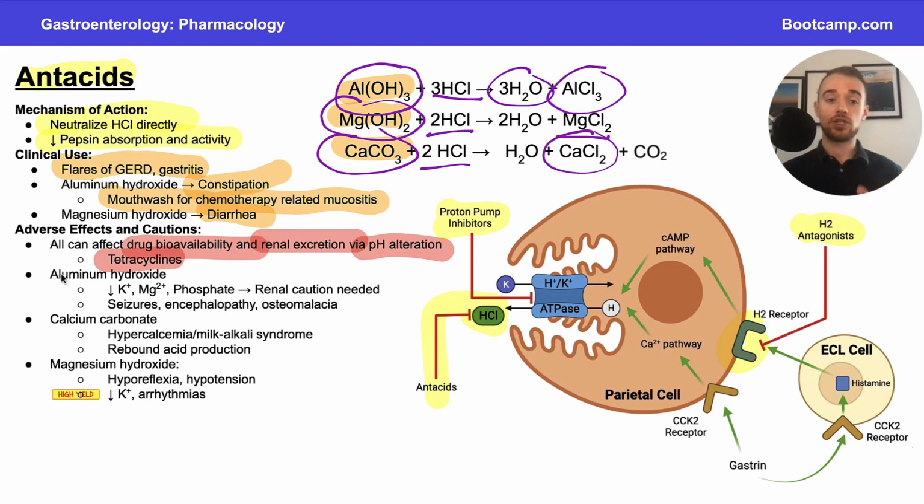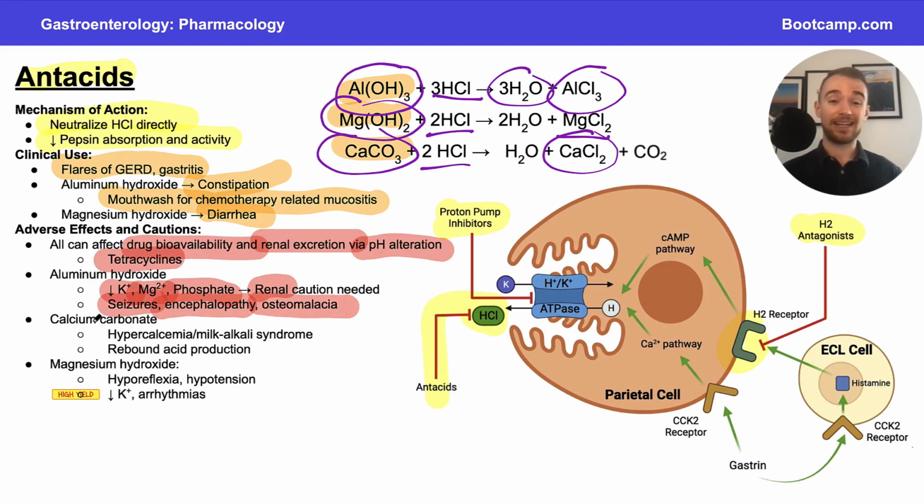In addition to that general drug bioavailability side effect, we also see aluminum hydroxide have some specific side effects, including decrease in potassium, decrease in magnesium, and a decrease in phosphate, which makes this the antacid that you need to be most cautious about when it comes to patients with renal insufficiency. Especially in patients with renal insufficiency, this drug can lead to seizures, encephalopathy, and osteomalacia.